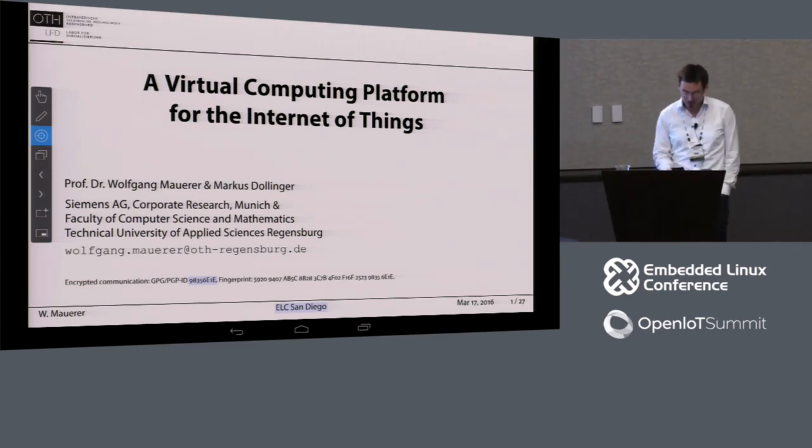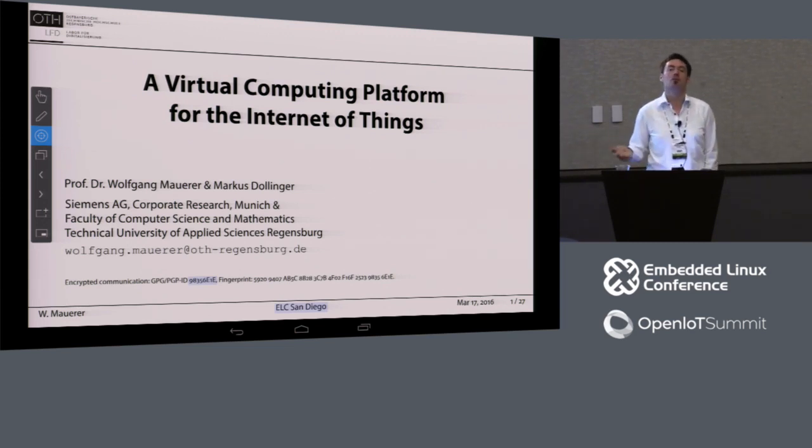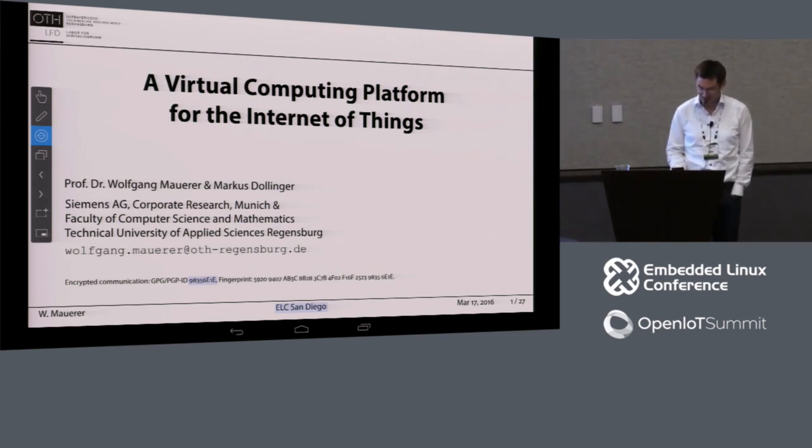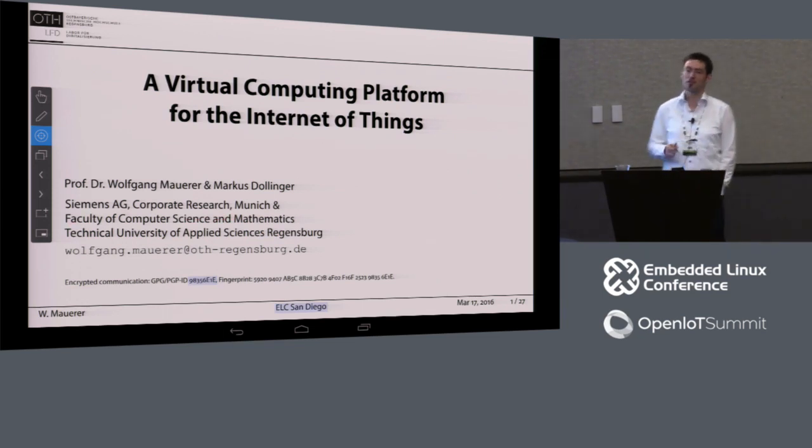I do work for Siemens. We are actually not known as a Linux company per se, but you may have heard this morning that we founded the CIP initiative together with some other industrial companies to take care of long-term maintenance of the Linux kernel. And actually we do invest quite a bit into Linux, and it's running in many products, even if it's not so well known. I also have a second academic affiliation at the Technical University of Regensburg.